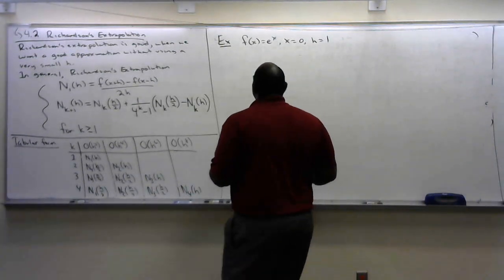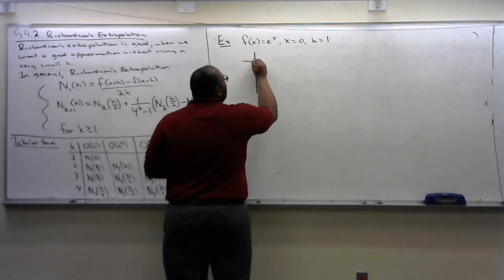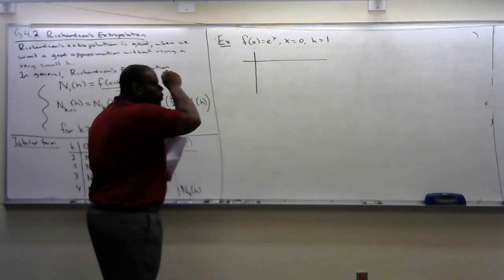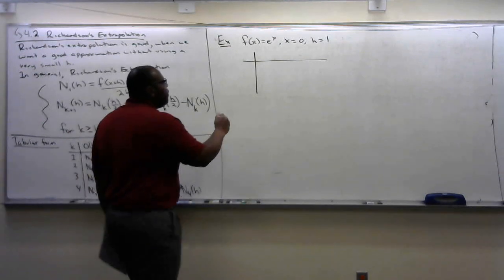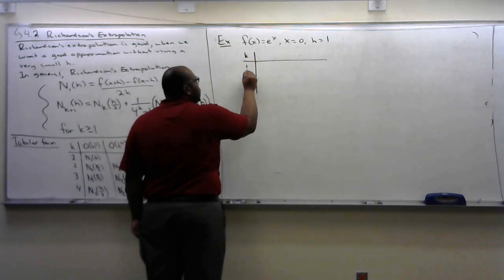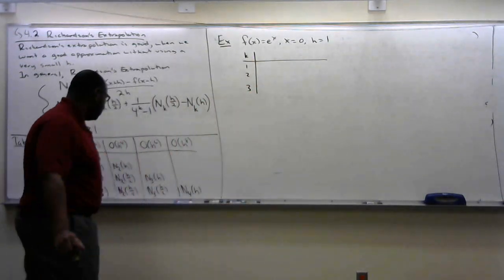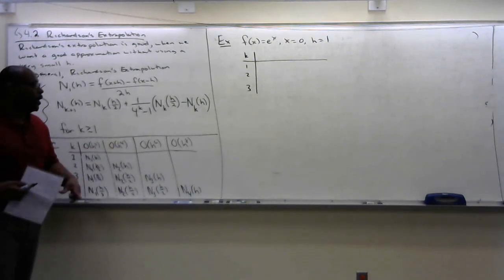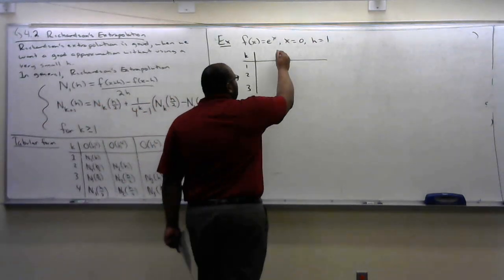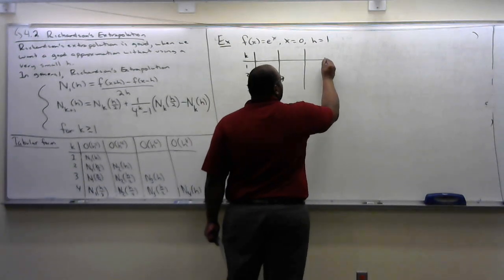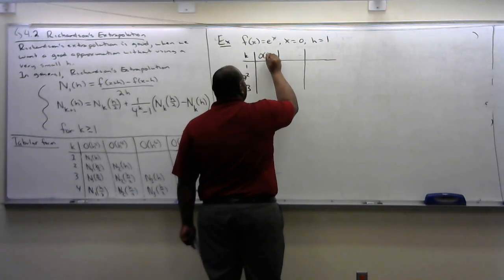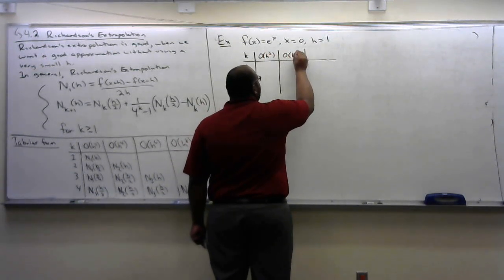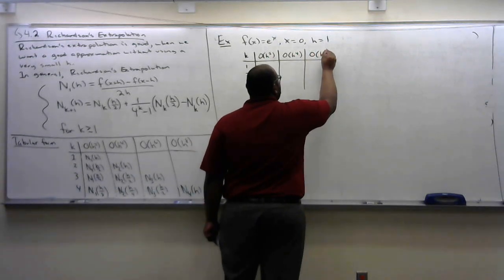If we were to do the tabular form, we went out to n sub 3, right? So k would go from 1, 2, and 3. 3 times 2 is 6. So that means we're just going to have the first 3 columns here: big O h squared, big O h to the 4, big O h to the 6.